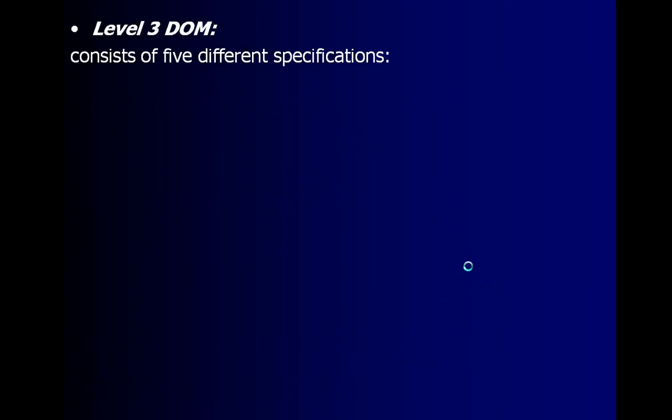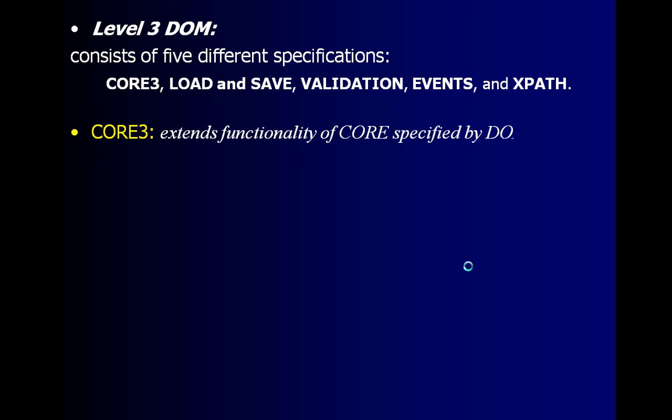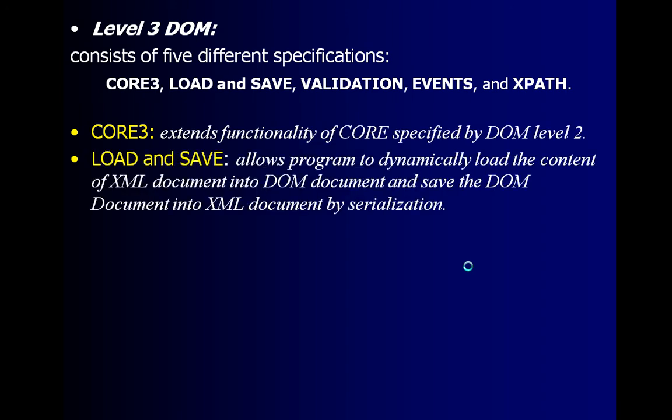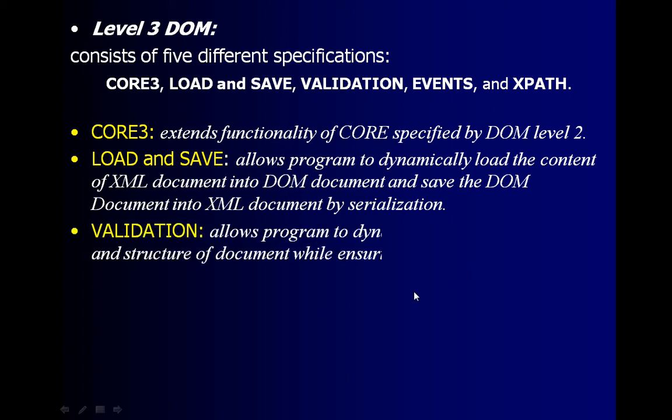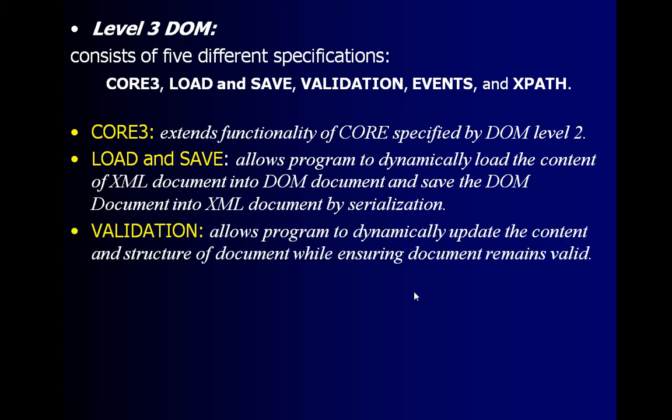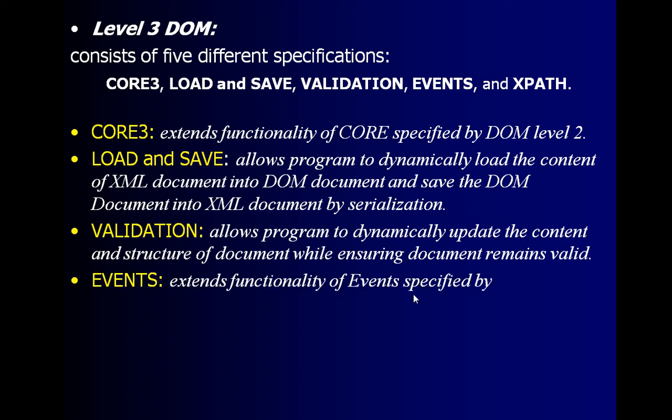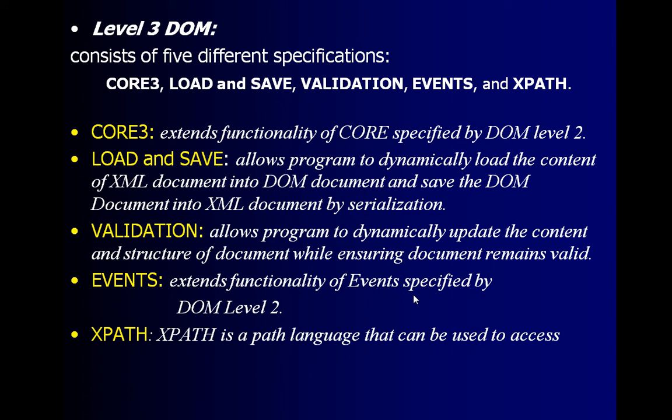Level 3 consists of 5 different specifications. Core 3 up to DOM level 2, and load and save allows the program to dynamically load the content of XML into a DOM document and save the DOM document into an XML document by serialization. Validation allows the program to dynamically update the content and structure of the document while ensuring the document remains valid. Events extends the functionality of events specified by DOM level 2. XPath is a path language that can be used to access. So even if you don't understand it, don't bother much. When we come to programming, we can understand this well.